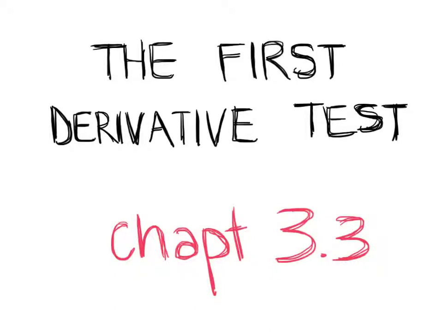In this section, we see how the sign of the derivative f prime may be used to determine where a function f is increasing and where it is decreasing. This information will enable us to classify the local extrema of the function.